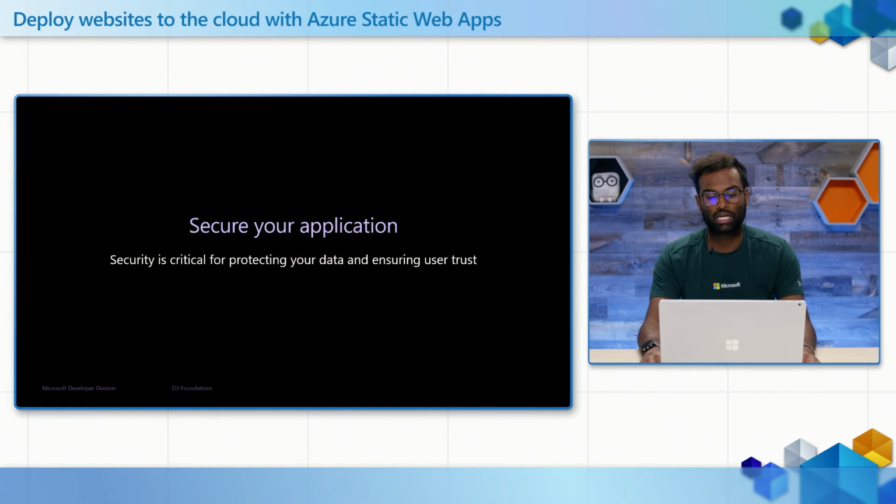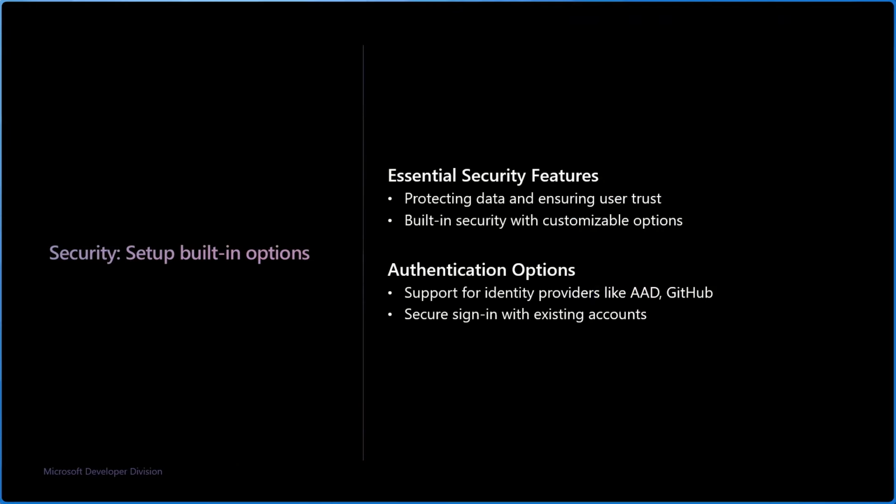Security is critical for protecting your data and ensuring user trust. In the context of Azure Static Web Apps, you'll find several built-in security features and customizable options to enhance the security of your web app. Let's start with an overview of the authentication options provided by Azure Static Web Apps out of the box. Azure simplifies authentication through its built-in support of popular identity providers like Azure Active Directory and GitHub. These providers help ensure that your users can sign in securely using their existing accounts. Now let's see how to set up basic sign-in options.